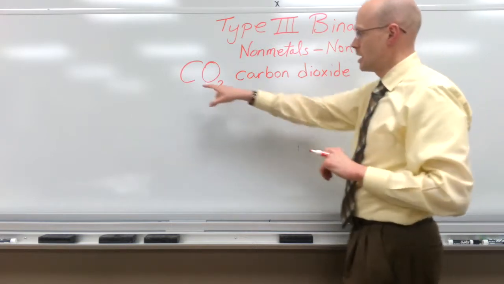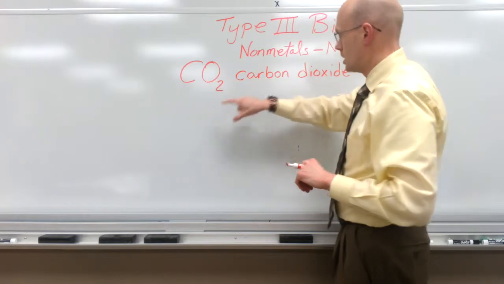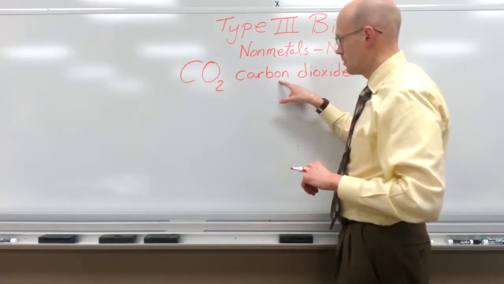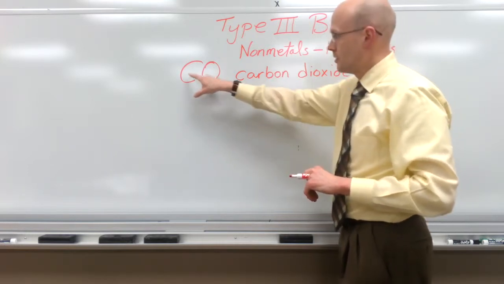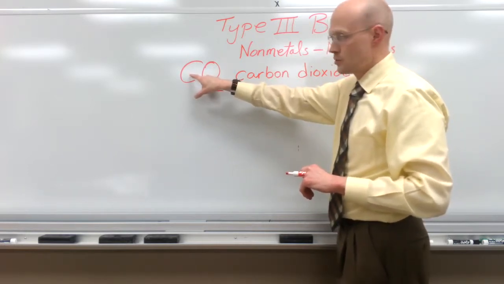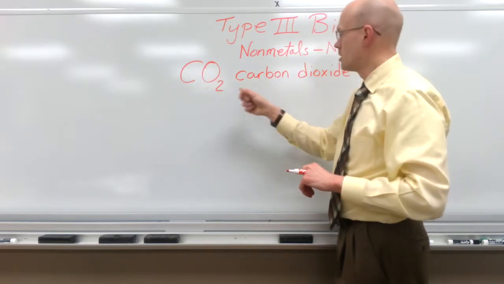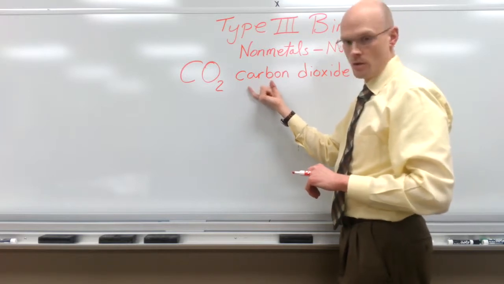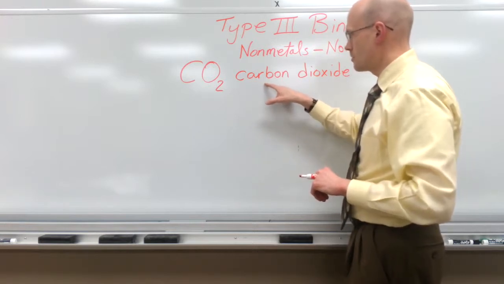So what we do is we take our formula, the first element, we name it as it is, carbon. We do not typically say monocarbon. If there's only one of the first element, just one carbon, we don't say monocarbon, we just represent it as carbon. It's inferred that there's one carbon.